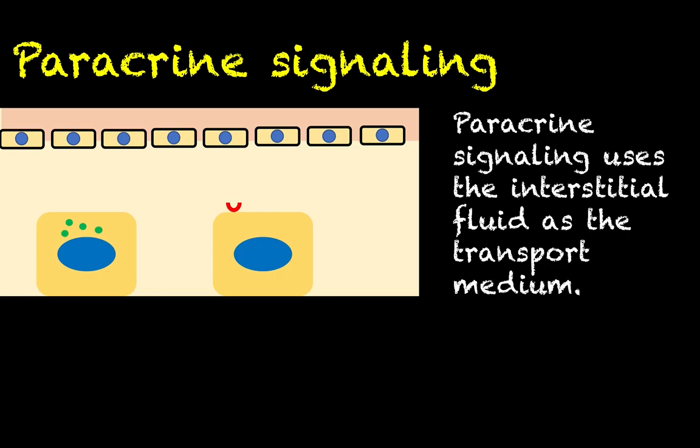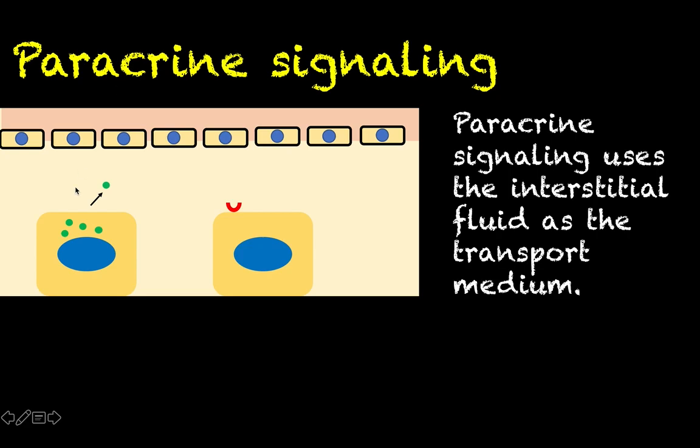In this illustration, we have two cells here. The cell on the left is the one that is going to send the message, and the cell on the right is the one that is going to receive the message. So you can see the blood supply up here, but what you're going to notice about paracrine signaling is that the signaling molecule has no need to enter the bloodstream at all. So paracrine signaling is going to utilize the interstitial fluid as the transport medium.